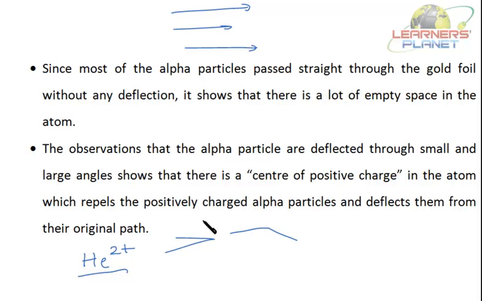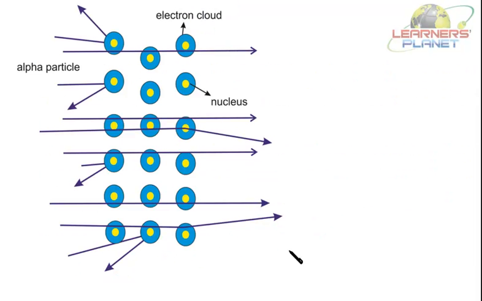So the structure of atoms: see, the gold is composed of a large number of atoms. Now most of the particles passed straight, some were deflected by small angles, and a few rebounded. So it suggests that the atom has a lot of empty space through which the particles went straight. It also has a center of positive charge through which the particles deflected back, and there was slight deflection also. So it can be shown somewhat like this.